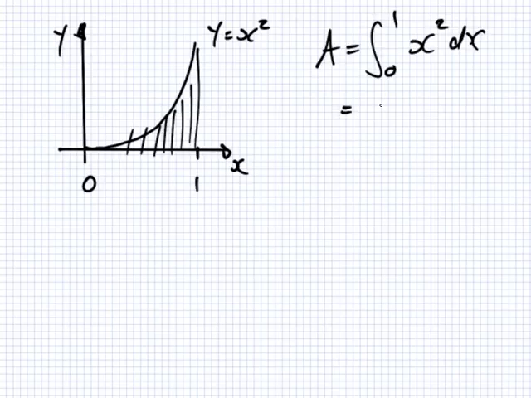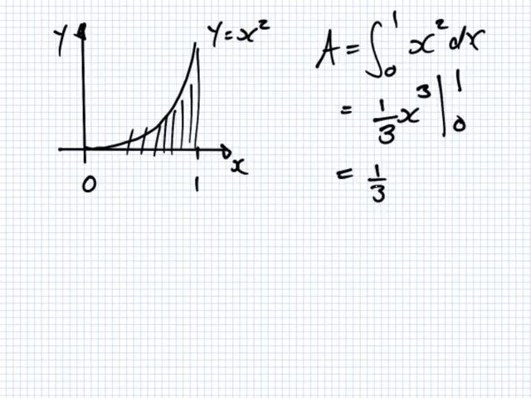What's this? 1 over 3 x cubed from 0 to 1, which will be 1 over 3 times 1 cubed minus 1 over 3 times 0 cubed, which is 1 over 3. Okay, let's use our new formula to see how good it is.